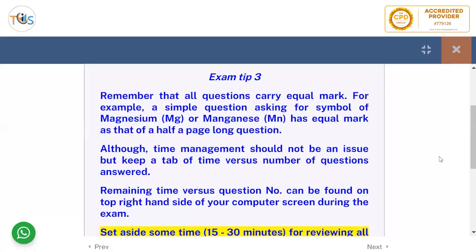Remember that all questions carry equal mark. For example, a simple question asking for the symbol of magnesium, Mg, or manganese, Mn, has equal mark as that of a half a page long question.